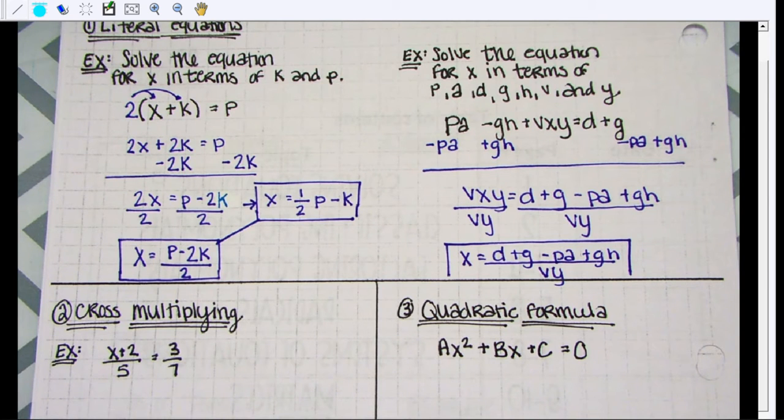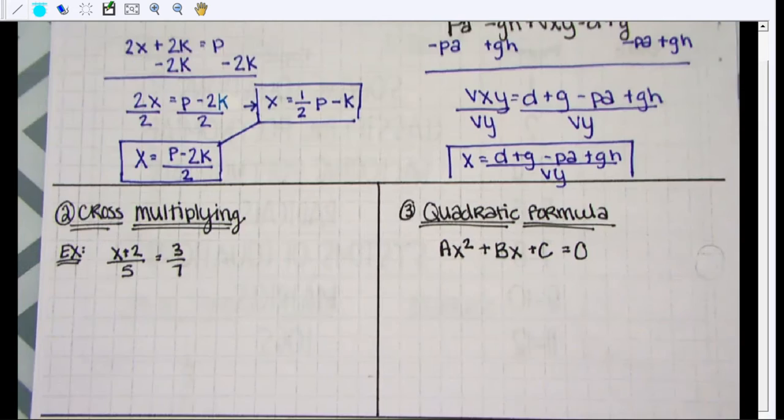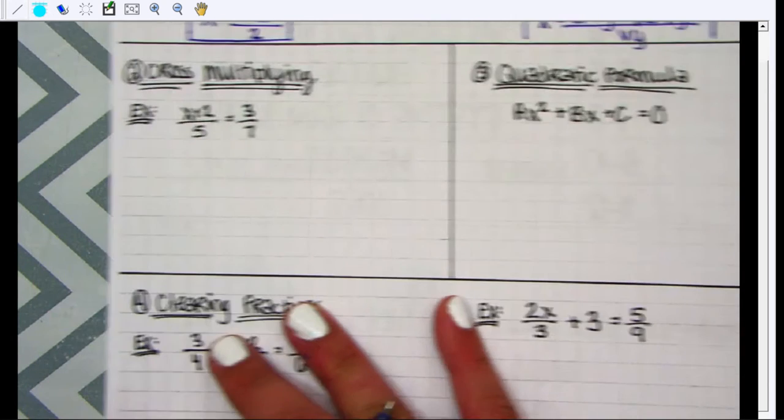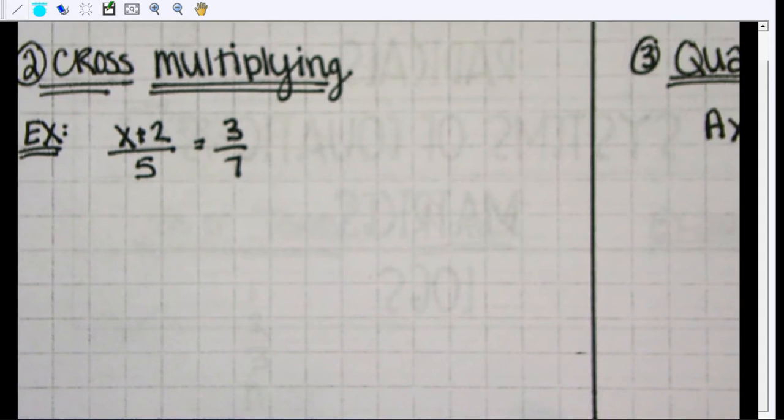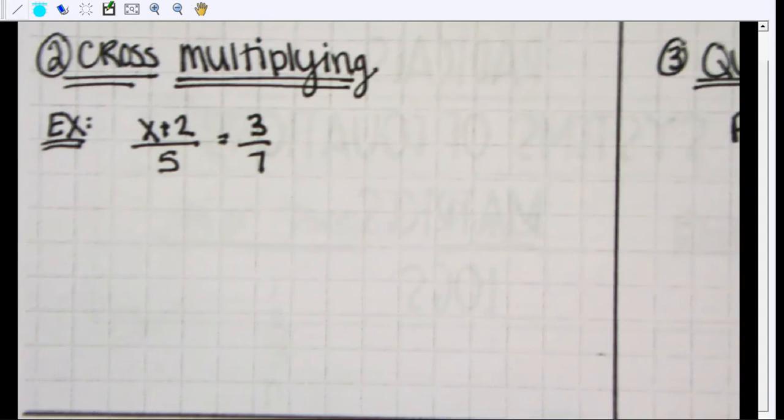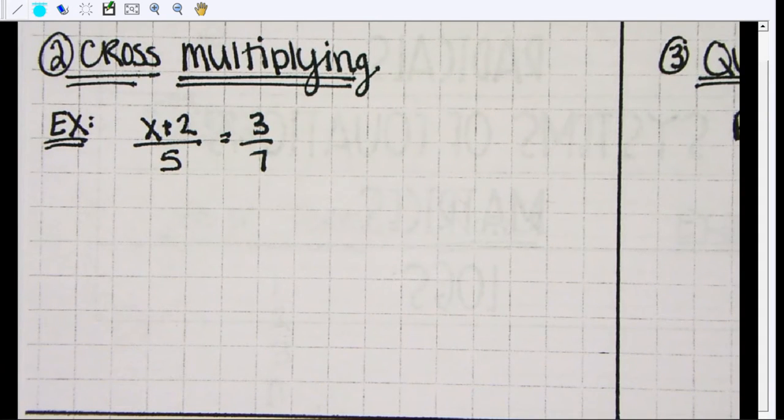Okay, the next particular way to solve an equation is by cross-multiplying. So one common mistake that we have when we cross-multiply is we write our answer as a fraction. The whole purpose of cross-multiplication is to get rid of the fraction. So when you cross-multiply, the fraction goes away.